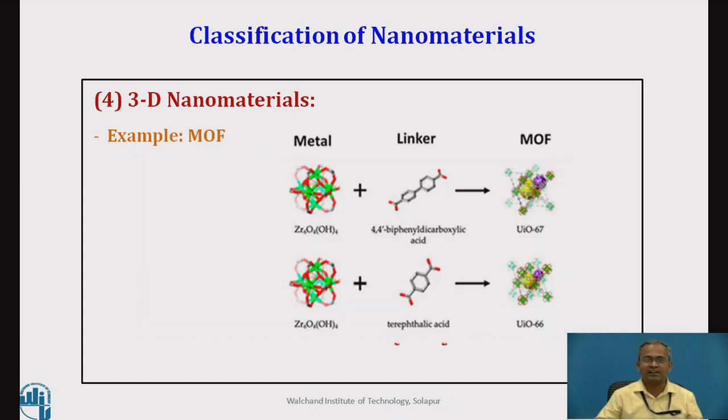Another example of 3D nanomaterials is metal organic frameworks, also called MOFs. MOFs are highly porous crystalline materials composed of metal ions or clusters coordinated with organic linkers. This hybrid structure forms 3D networks with exceptional surface area, tunable porosity, and chemical versatility. MOFs are widely researched for applications in gas storage, catalysis, drug delivery, sensors, and energy storage.